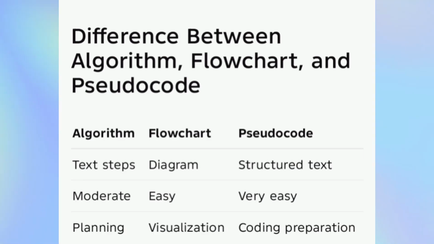Planning: how to run or execute the steps, a planning of code or execution steps. Visualization: graphical representation, visualization, and coding preparation. This is pseudocode.